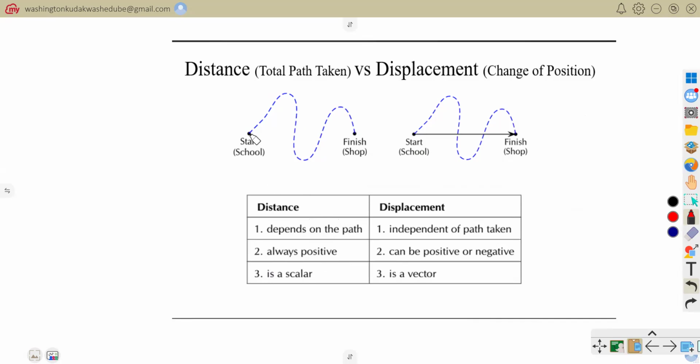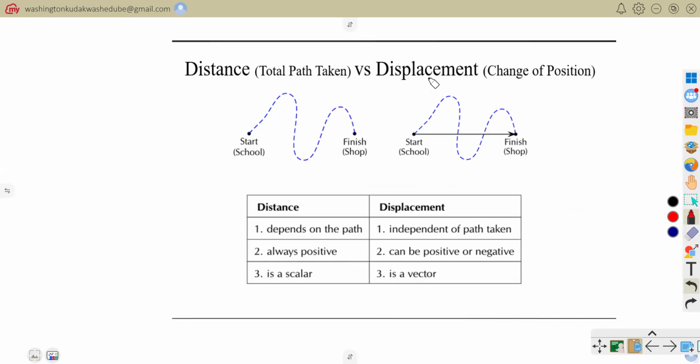You can see that here, at some point in time, this person was going up, and then he later went down, and then he went up, he later went down. So it is irrespective of what? Of direction. It is just the total path taken.